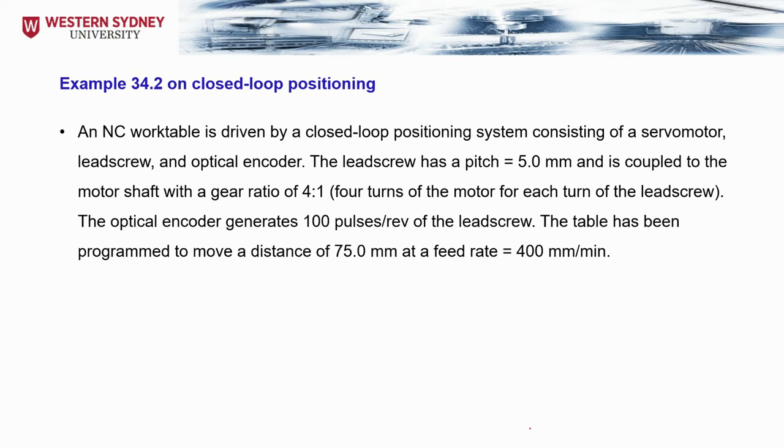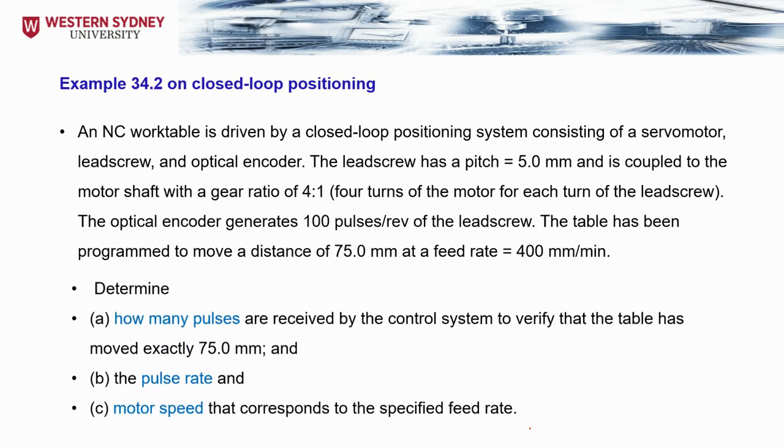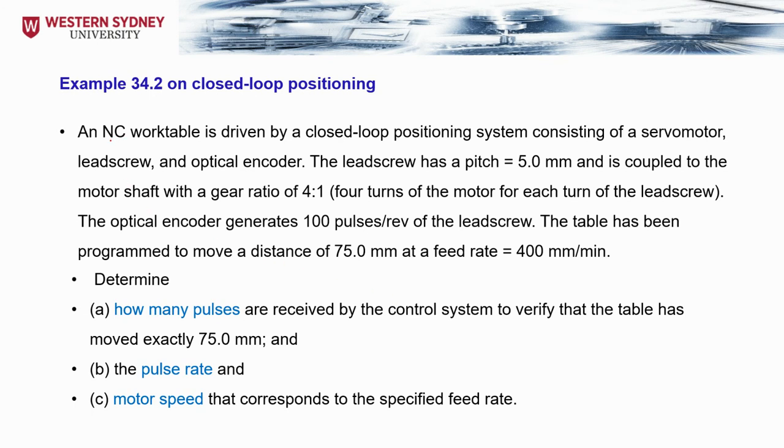Now another example is going to be covered in a separate video, but let's read the question again. The numerical control work table is driven by a closed loop positioning system consisting of a servo motor, lead screw, and an optical encoder. If I didn't mention that it's a closed loop system, you have to know that if I read the words servo motor and optical encoder, that means we are referring to a closed loop positioning system. If we say stepping motor, then we are referring to an open loop system.